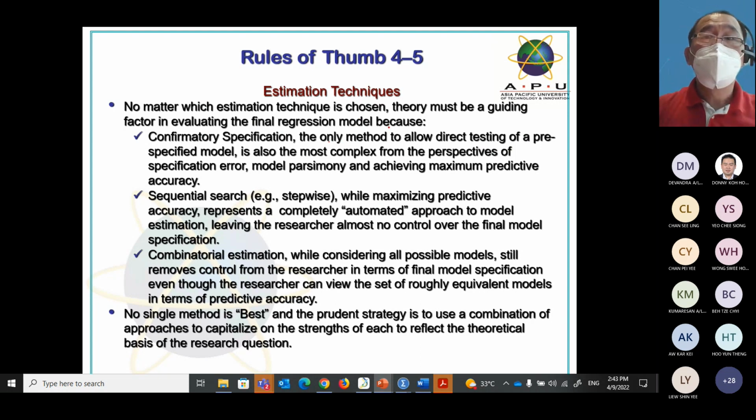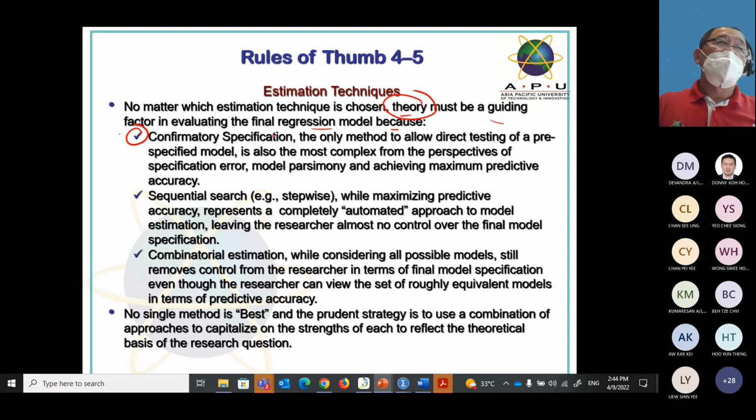Therefore, theory must be the guiding factor in evaluating the final regression model. Of course, not necessarily theory, it can also be research done by other people, meaning journal articles.